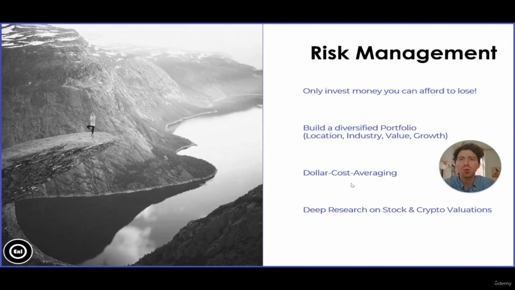So why is risk management so important? In this lesson, I briefly want to explain the importance of risk management and how you can apply it in your personal investments. First of all, only invest the money you can really afford to lose. So check how much money you need for living to pay your bills, and then decide how much of your savings you're willing to invest in the markets.